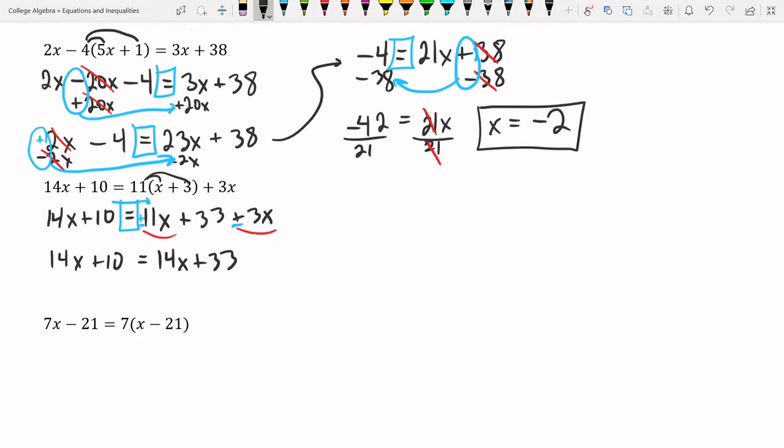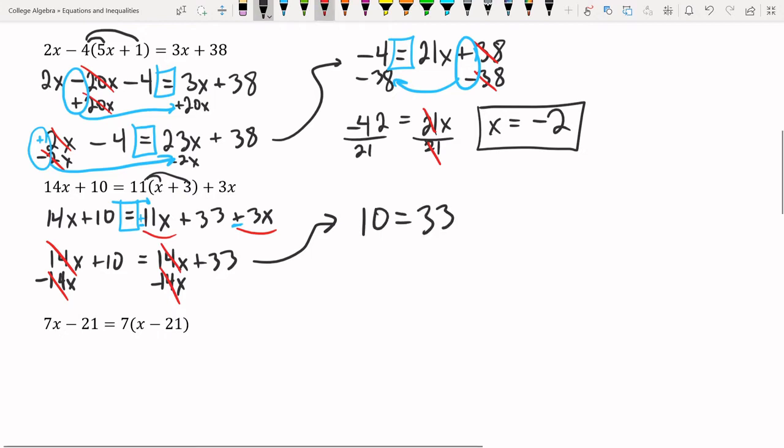Make sure you remember doing that when you first learned how to solve for a variable. To get this solved, we need to get the variable to one side. So I'm going to subtract 14x from this side and do it to the other side. And you see we have a unique case here. The x's all cancel, and we get 10 equals 33.